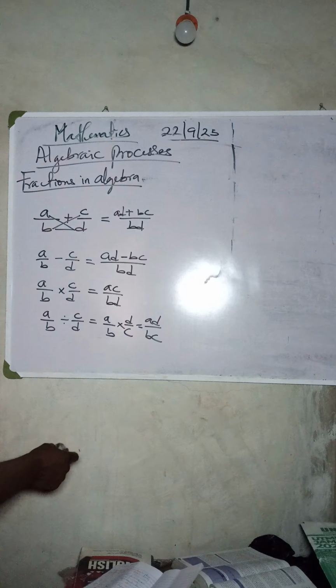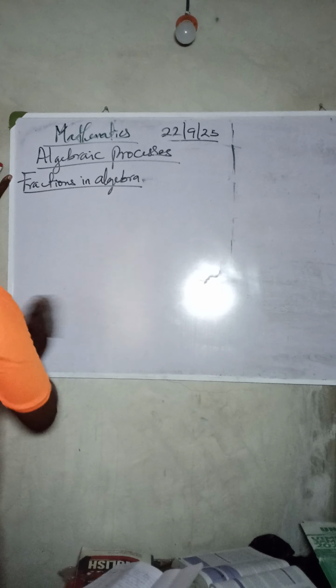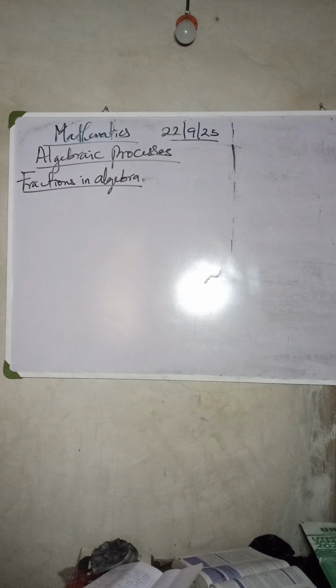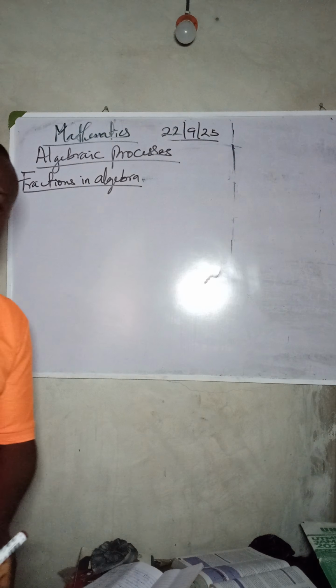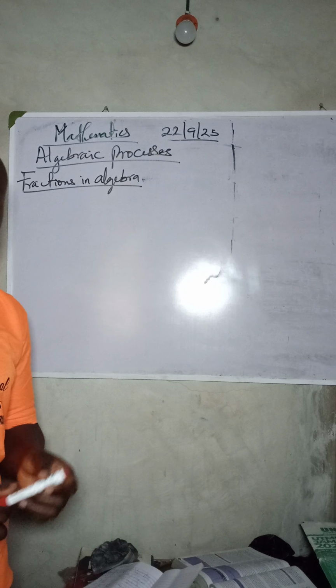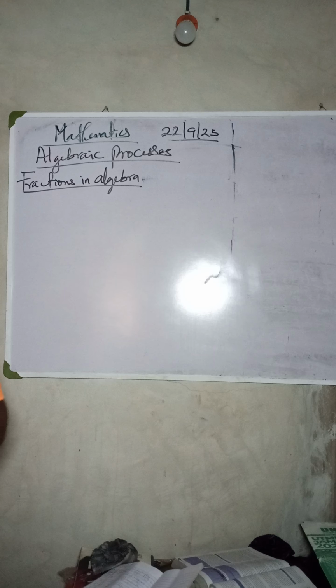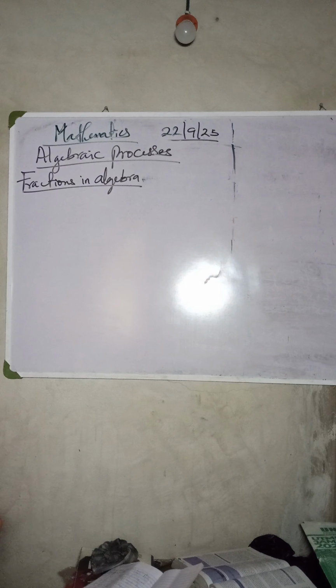Okay, now let's proceed. In mathematics, there is something called an equation and there is something also called an expression. The difference between an equation and an expression is that equality sign. How do I mean?